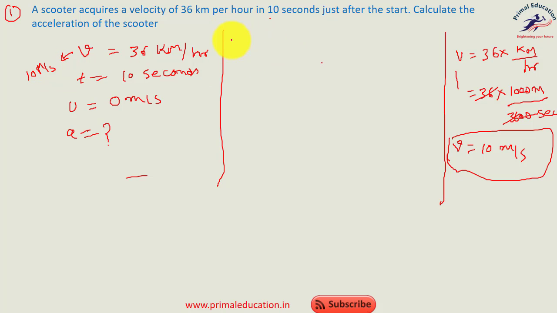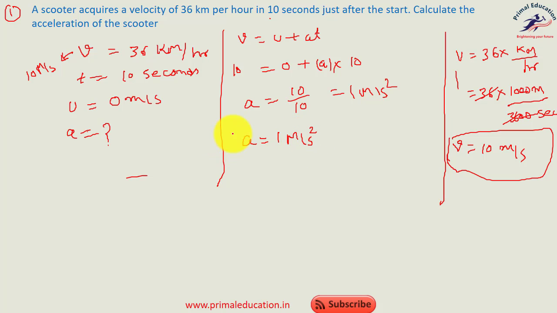So what is equation number one? The first equation is v equals u plus at. So v is 10 and u is 0, a we need to find, and t is given as 10. So we can find a equals 10 by 10, which means 1 meter per second square. So a is nothing but 1 meter per second square. So this is the answer: the acceleration will be 1 meter per second square.